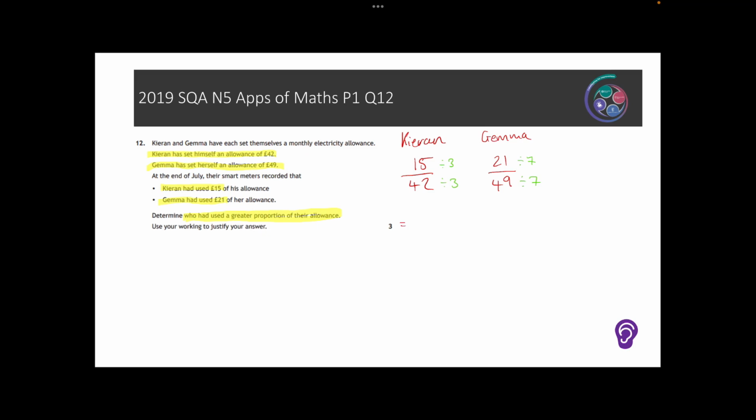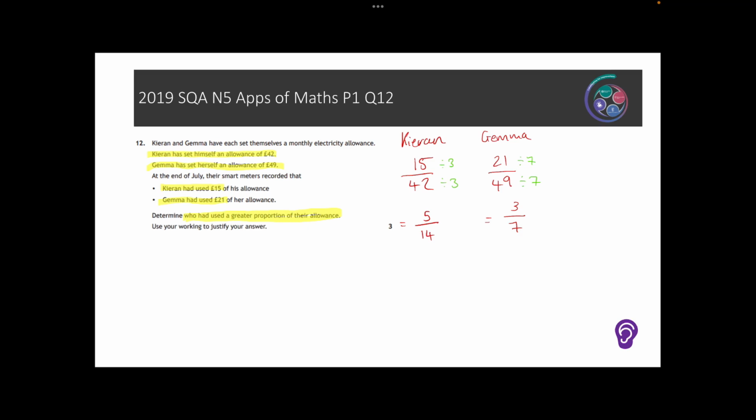So I'm going to get 15 divided by 3 will give me 5. 42 divided by 3, 30 is 10, and then another 12 would be 4, so 14. So 5/14ths. And Gemma, 21 divided by 7 is 3, and 49 divided by 7 is 7. Now, all I've done is simplified both those fractions. I don't have a common denominator, so I can't compare them as they are.